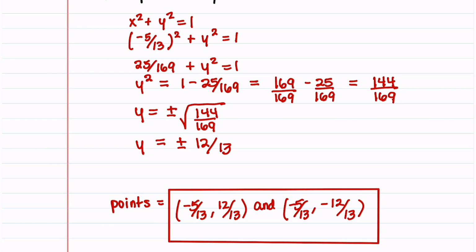And then let's include the quadrants. For this first one, x is negative and y is positive, so that's our second quadrant. And for the second one, they're both negative, and that happens in our third quadrant.